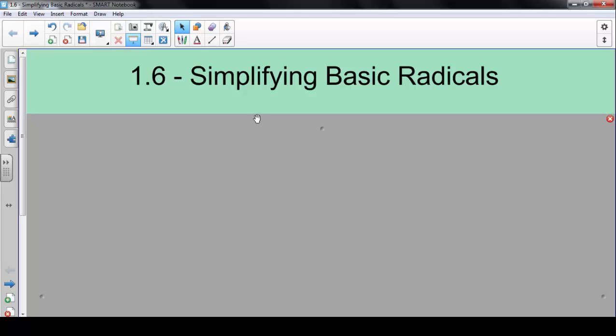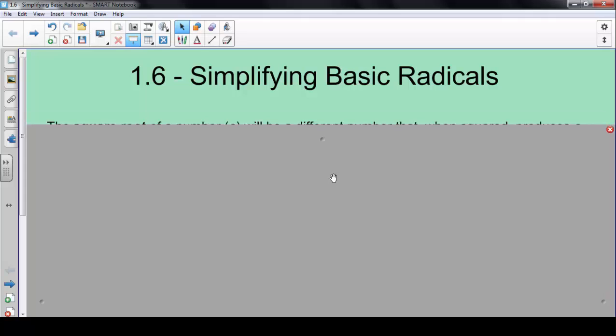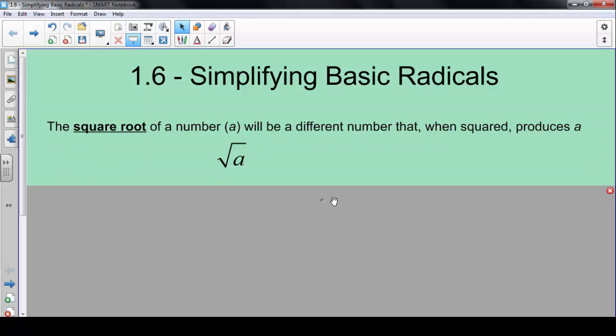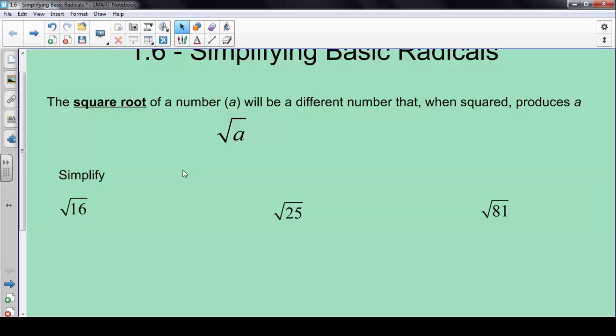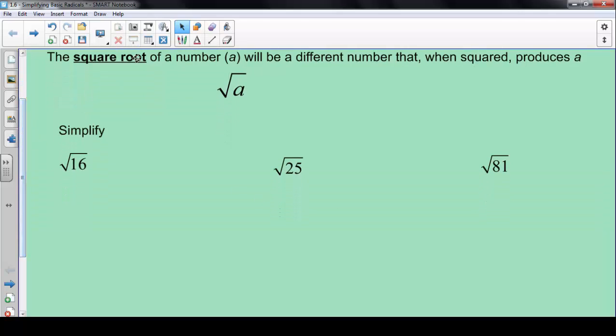Section 1.6, simplifying basic radicals. So when we talk about the square root of a number, it's going to be a different number that when you square it gets us back to what we want inside the root. So for example, if we're looking at the square root of 16, we know that 16 can be written as 4 squared.